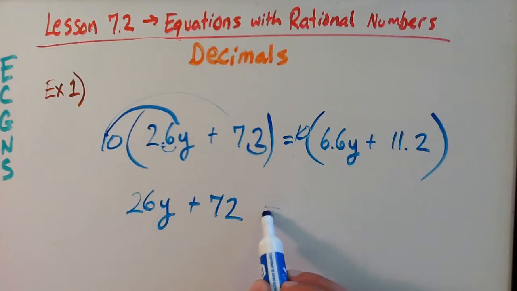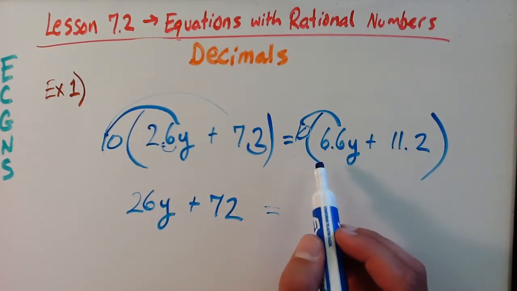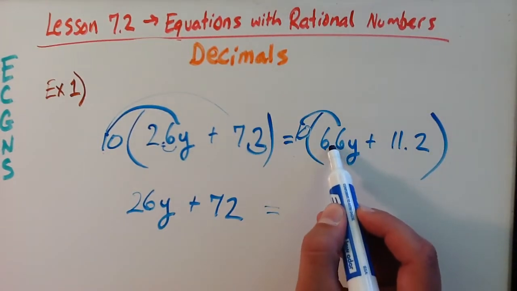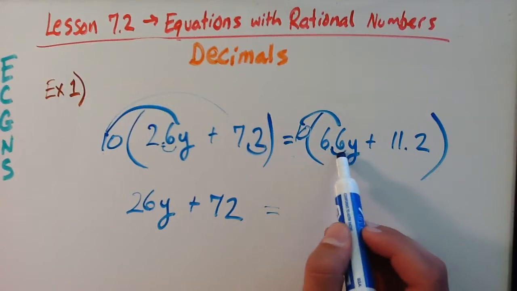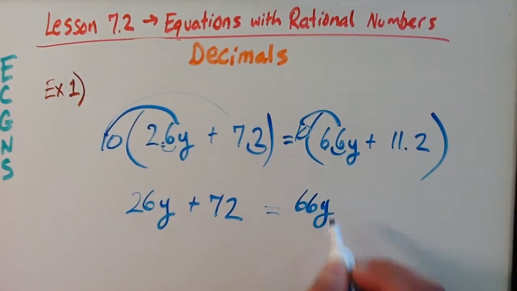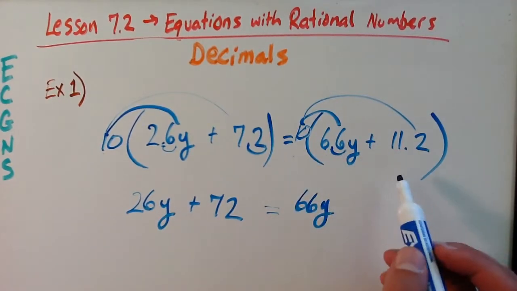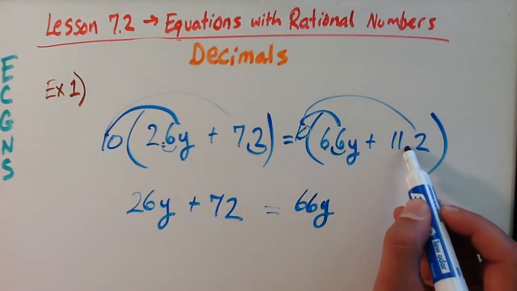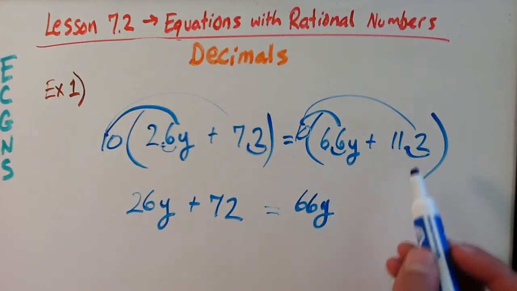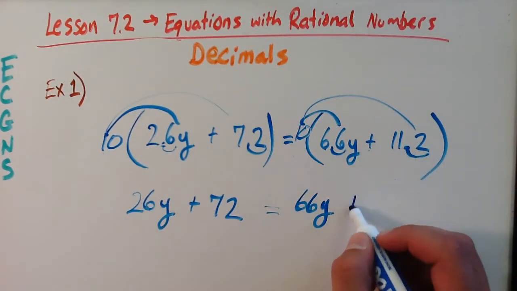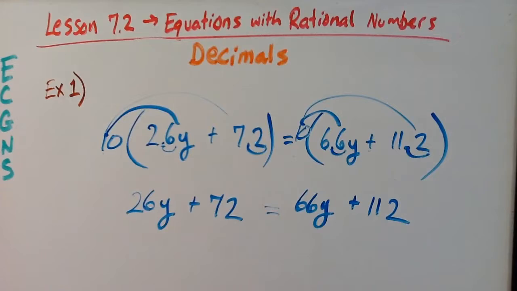I bring my equal sign down. I also need to distribute on the right side. 10 times 6.6y is 66y, moving the decimal one place to the right. And 10 times 11.2 is positive 112. Now look at my equation. I have no decimals, right? It looks a little cleaner and a little easier to solve.